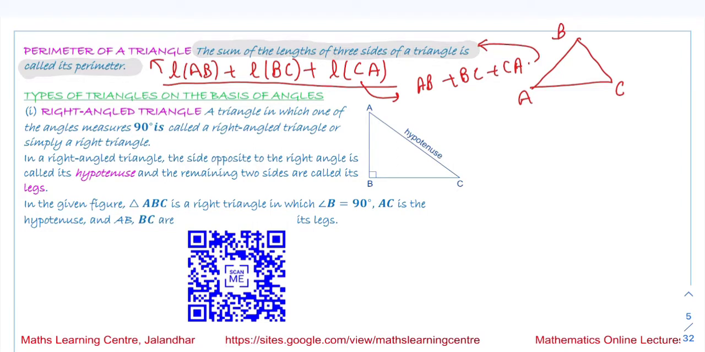Perimeter basically means if we start moving from point A and reach point C, then we move from C to B, then from B to A, what is the total distance that we have covered? That is, what is the total length of the edges of this triangle? That is the perimeter of the triangle.